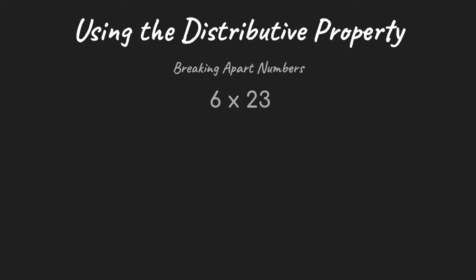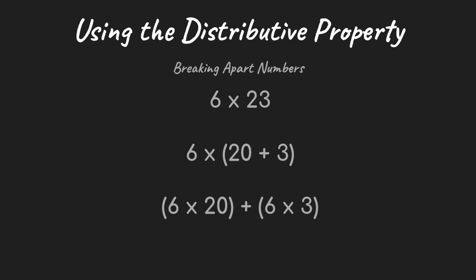How about 6 times 23? Ooh, that's a hard one. Okay, if I had to do that, it'd be like, oh, that's going to take me a second. So I'm going to break it into 2 pieces. I'm going to do 20 plus 3. Because I think I can do 6 times 20. Because I know 6 times 2 is 12. So 6 times 20 must be 120.